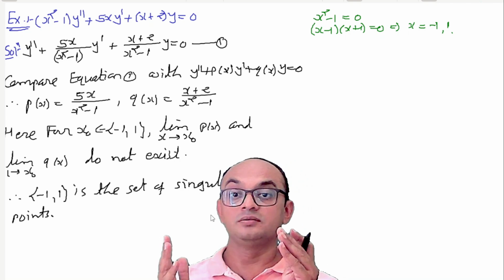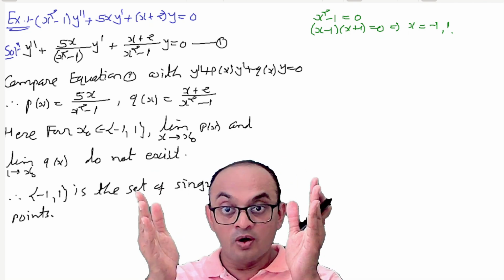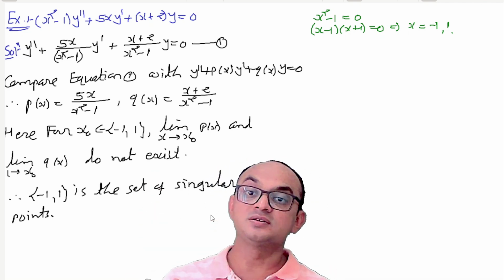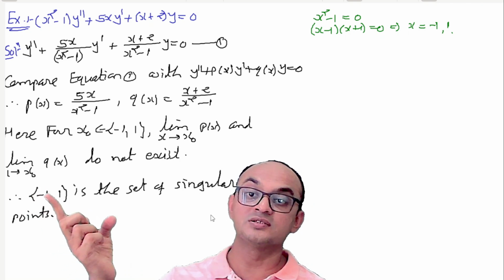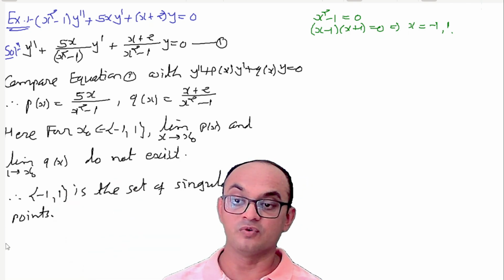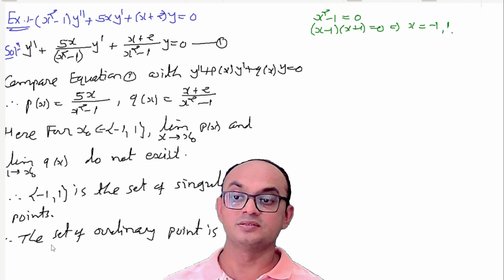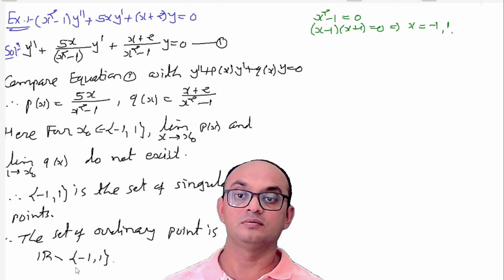Then which are the ordinary points or regular points? We have all real numbers, and we subtract, or we don't consider, only the points which are singular. So the set of ordinary points is R minus {minus 1, 1}. Clear?